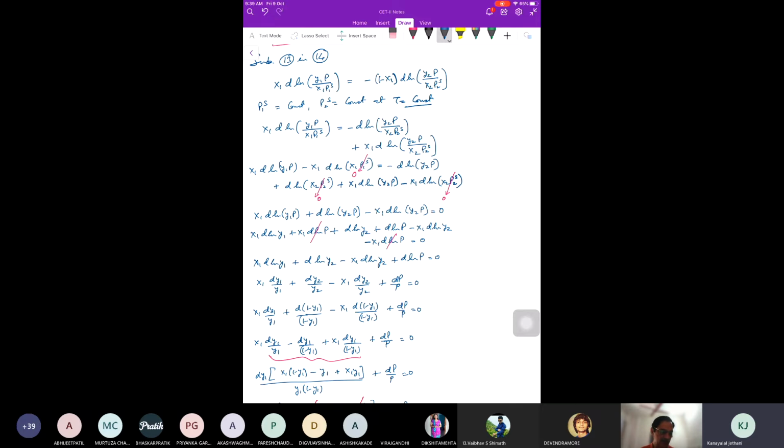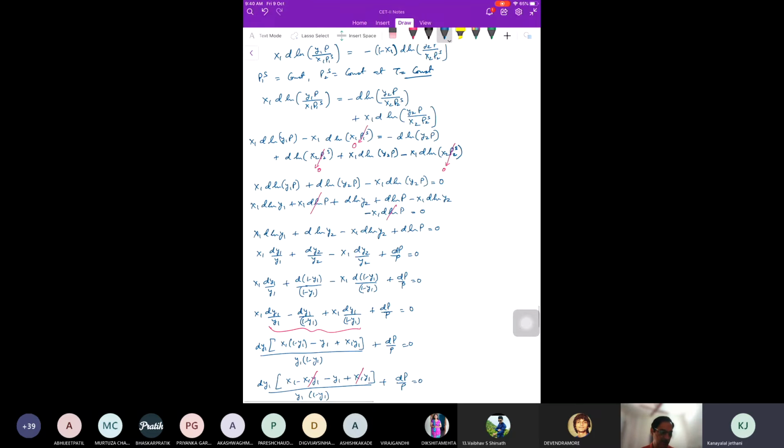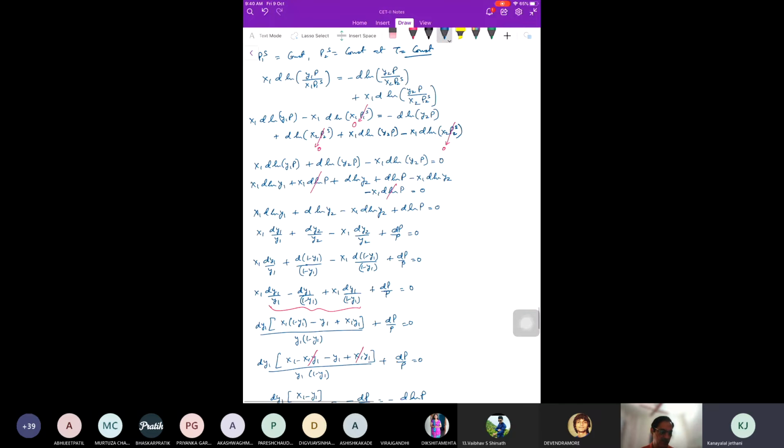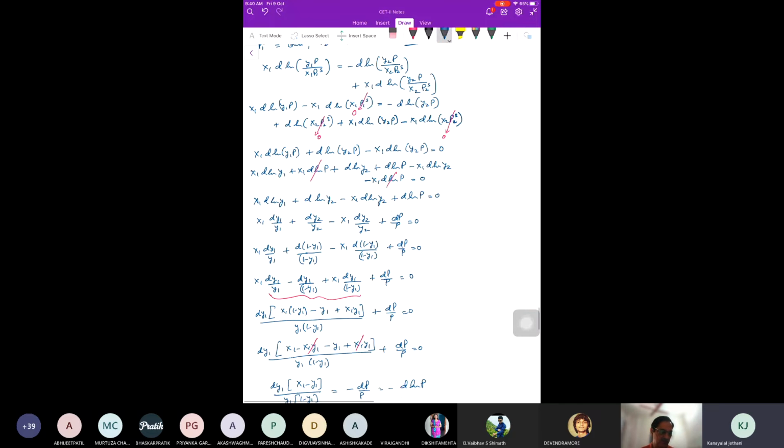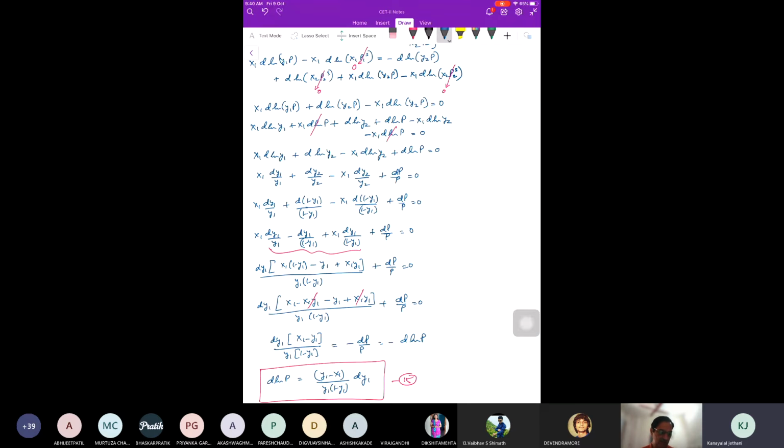So what we get is x1 d ln y1 P plus, brought here, x2 d ln y2 P minus x1 d ln y2 P is equal to 0. All the terms on the left hand side, and again you open this: x1 d ln y1 plus x1 d ln P plus x2 d ln y2 plus d ln P minus x1 d ln y2 minus x1 d ln P. These two terms will cancel and what we get is this equation. So we write d ln y1 is nothing but dy by y. So we write that same in that form, x1 dy1 upon y1 plus x2 dy2 upon y2 minus x1 dy2 upon y2 plus dP by P. After simplifying this you get equation 15.